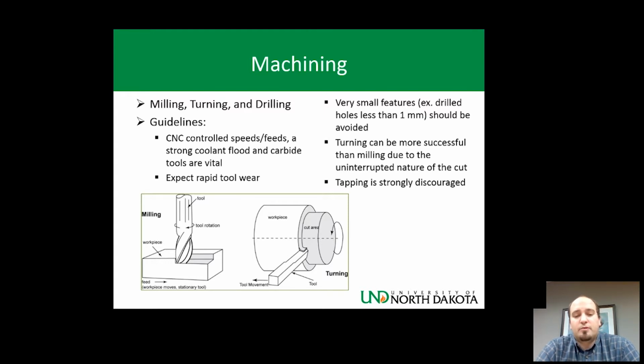Some guidelines to consider when working with SMAs after shape setting are the CNC controlled speeds and feeds. Using a strong coolant flood and carbide tools are all vital. Expect rapid tool wear. Very small features such as holes less than 1 millimeter in diameter should be avoided. Turning can be more successful than milling due to its uninterrupted nature of the cut. Tapping is also strongly discouraged.